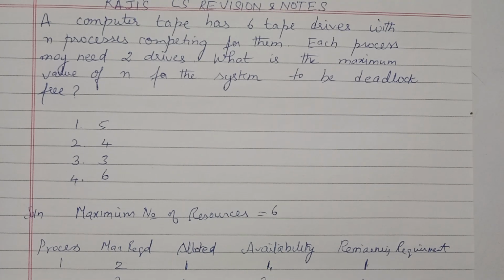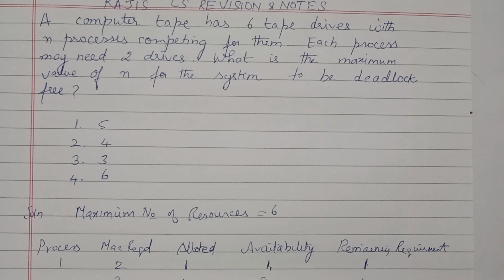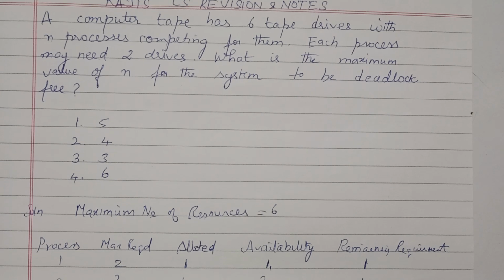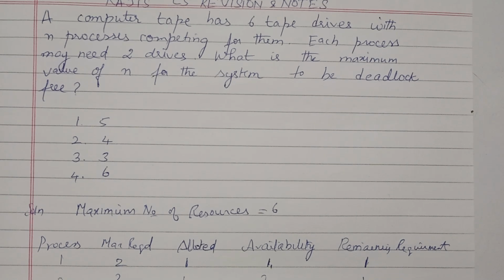Today we'll solve a problem from operating systems. That is, a computer has 6 tape drives with n processes competing for them. Each process may need 2 drives. What is the maximum value of n for a system to be deadlock free? The options given are 5, 4, 3 and 6.